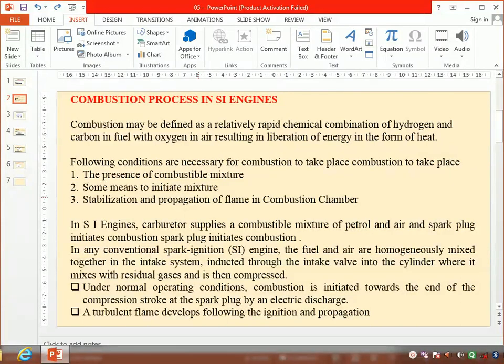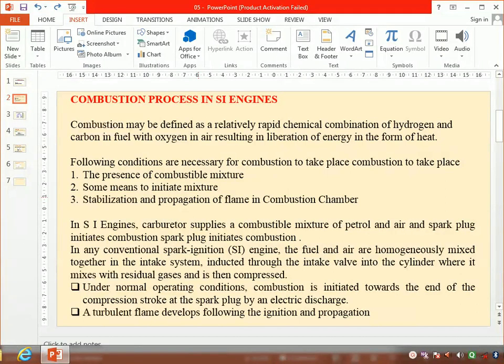Third, the spark initiated by the spark plug is going to develop the flame front, and this flame front must be stabilized and propagate in the combustion chamber. So flame propagation means the stabilization and propagation of flame in the combustion chamber. These three conditions are very much necessary for efficient combustion, means for combustion to take place, these three conditions are very important.